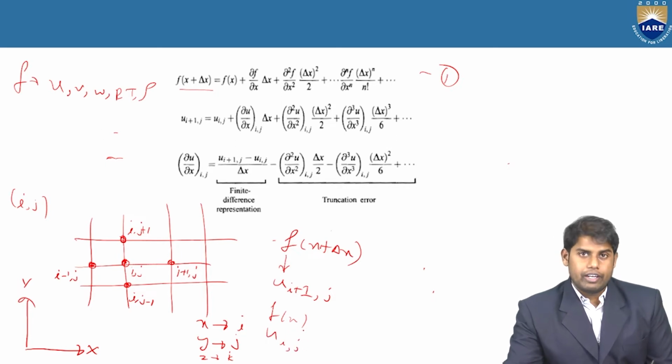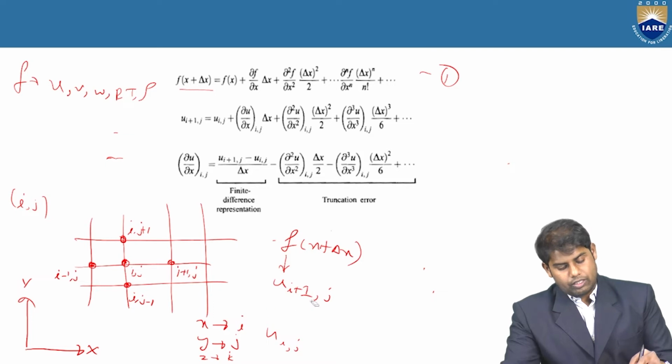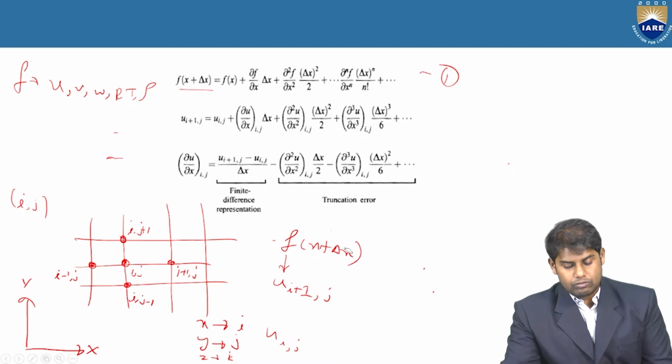If you have variation along the x-axis only, then the i term will vary. If you have variation only along the y-axis, you will have only the j term. If you have variation along both x and y axes, then you have variation of i comma j. Okay, so if we apply this concept here, what happens is, the u of i plus 1 comma j, what we write, is f of x plus delta x.